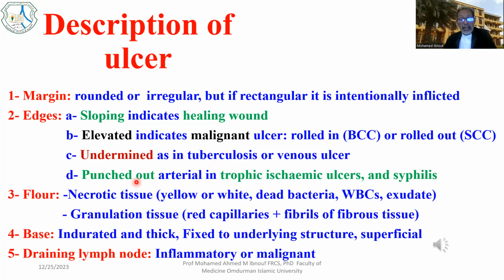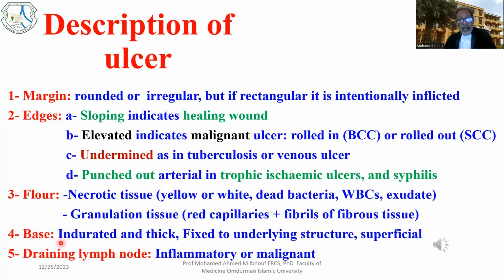Punched out walls or edges means it is at right angle to the floor, and it occurs in arterial ischemic ulcers and in syphilitic ulcers. By the floor, we mean the area we are looking at, the bottom of the ulcer, and we find the necrotic tissue or granulation tissue.